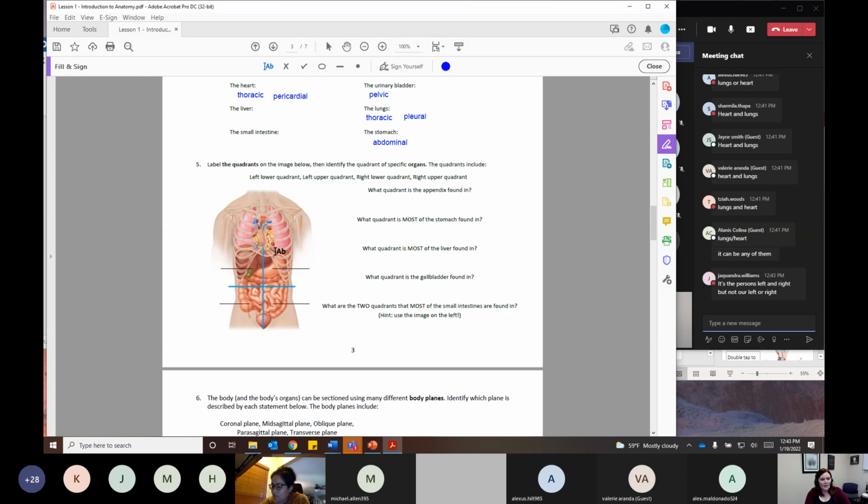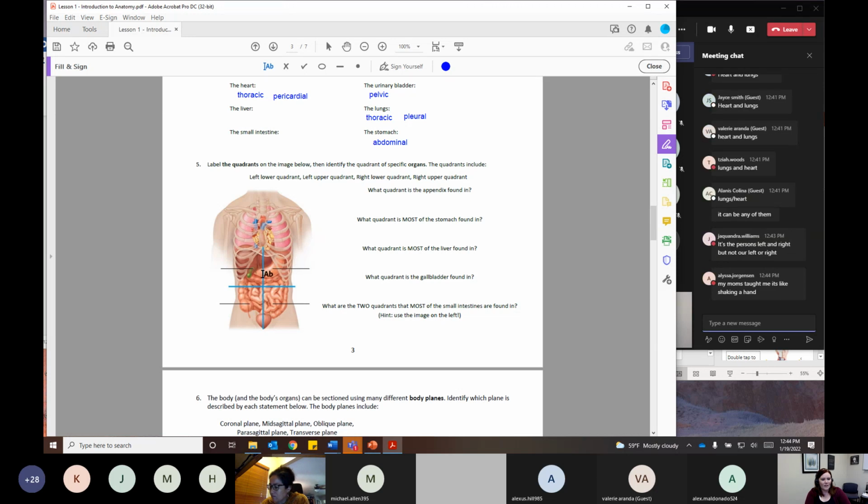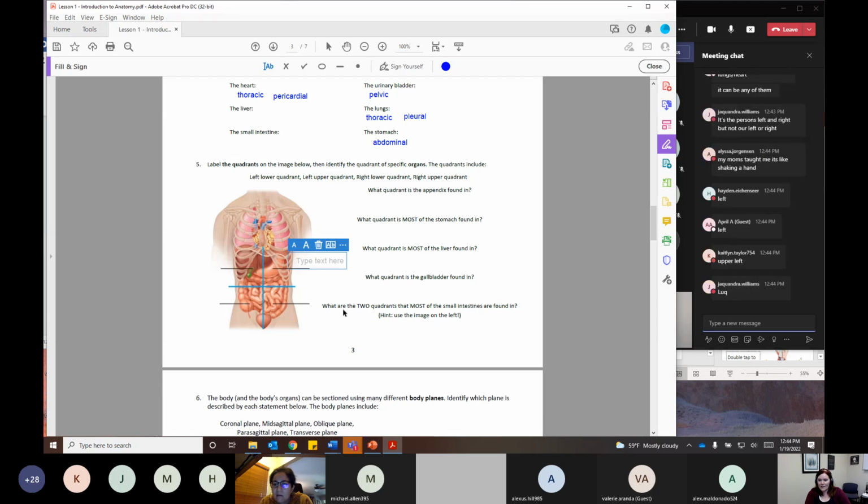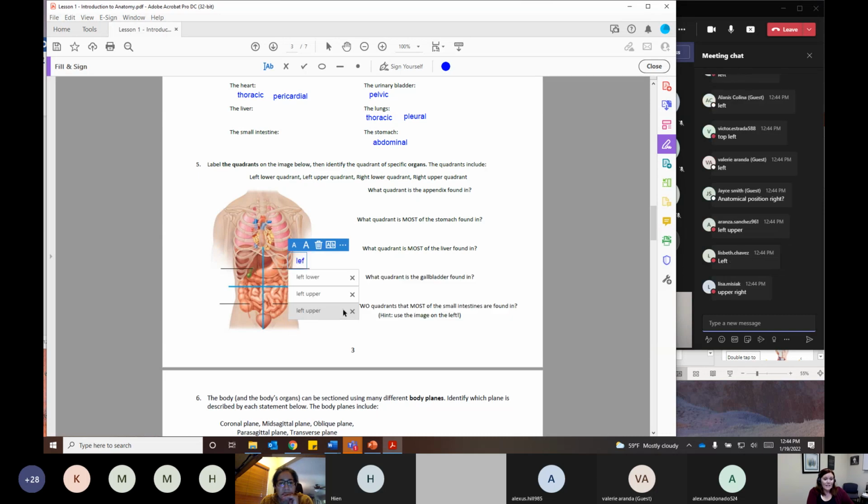Here's my stomach. What quadrant is the stomach up here in? Would we say that this is left or right? Which side is this one up here? It's the right quadrant. Yeah, so we're referencing anatomical position. And when we're in anatomical position, this is our patient's left side. In particular, this is my left upper quadrant because we're in the upper half of the picture.